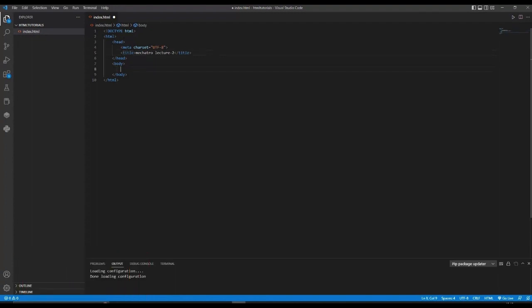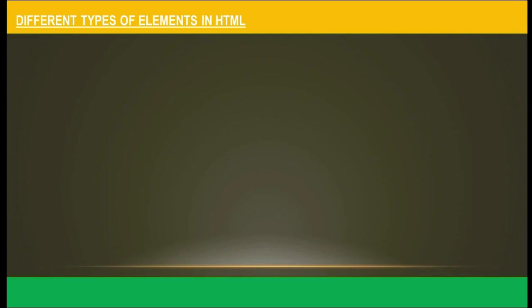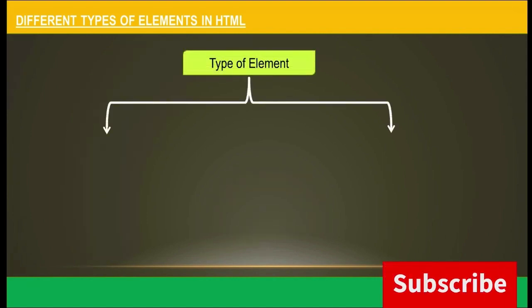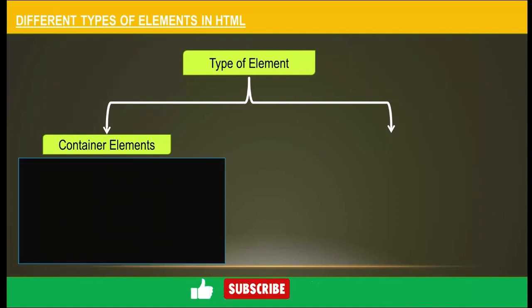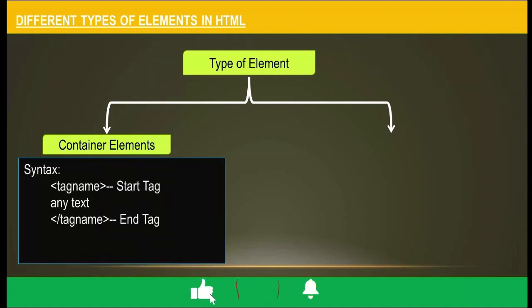Now let us see one by one the different categories of elements. Different types of HTML elements are categorized into 4 types. Out of those 4 types, let us see them one by one. Container elements is the first one. Container elements are those elements which have a start tag and an end tag. Let us see the syntax of the container elements. So this is the syntax of the container elements.